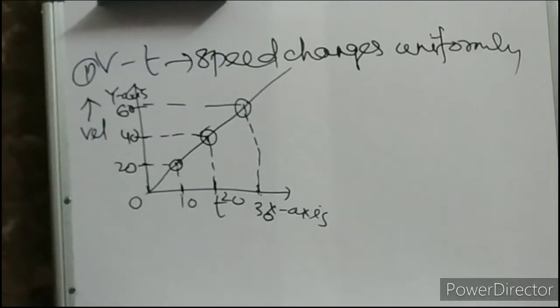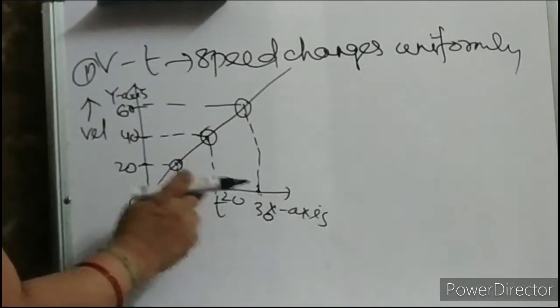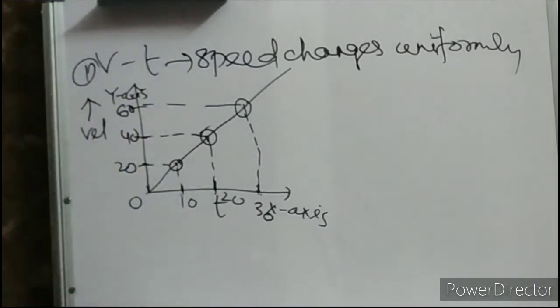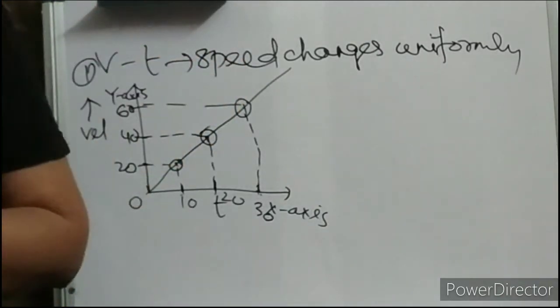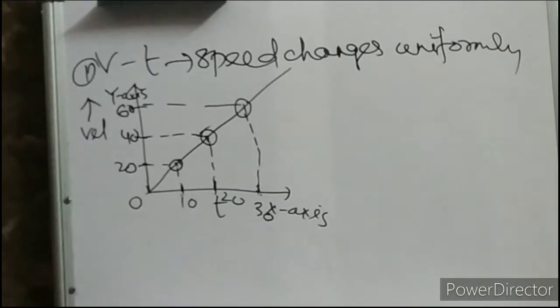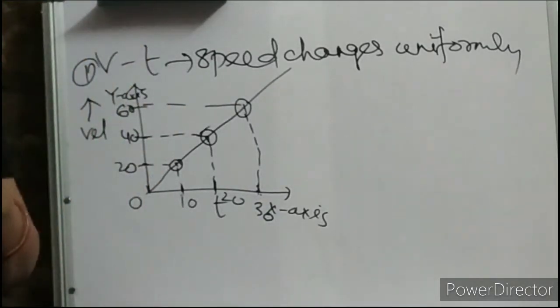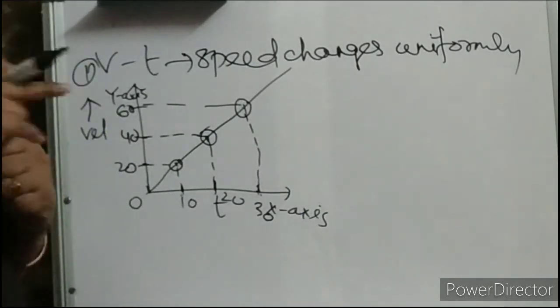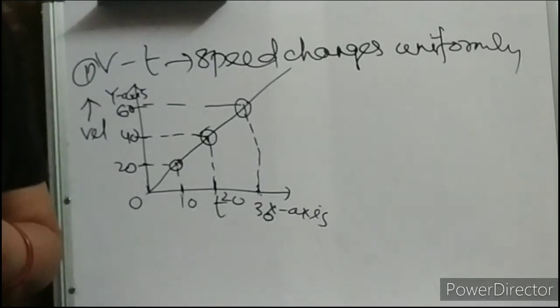I think you got it. So here what is happening? Your velocity is changing but uniformly. Every 10 seconds there is 20 meter per second rise of speed. Okay. Now I want to find the slope. Now just tell me what is the slope of the distance time curve. What are we getting from the distance time curve? Which information will we get from the slope? We have seen the slope of distance time graph gives you the speed.